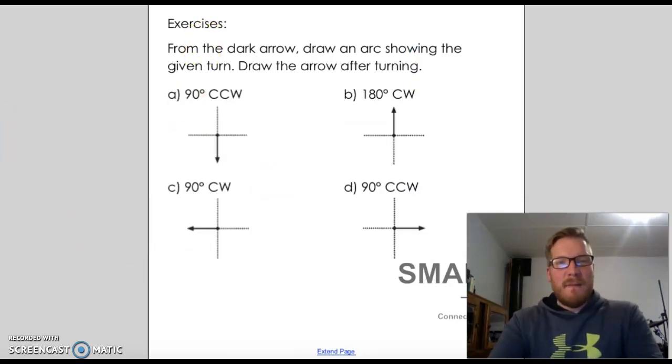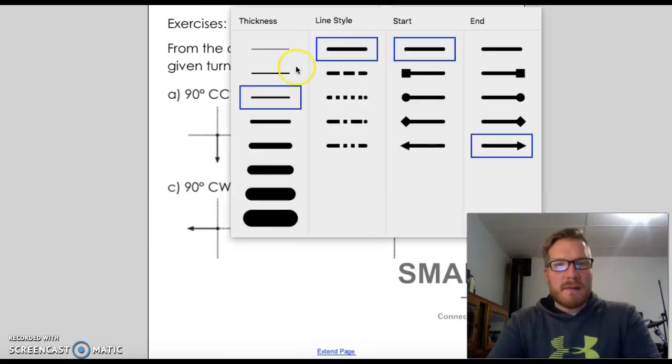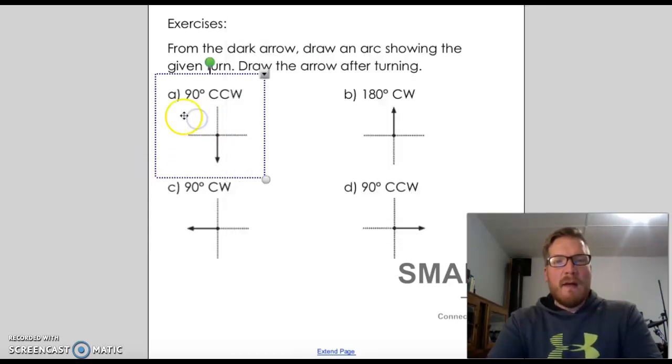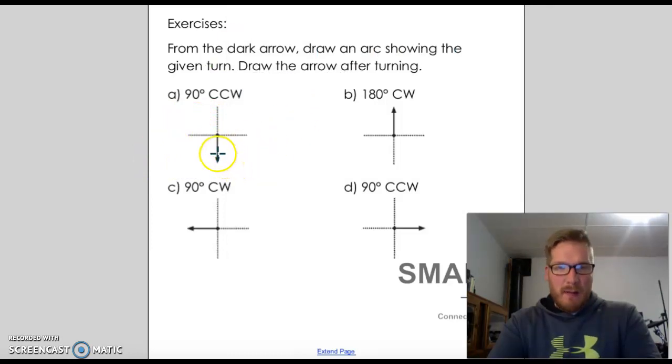It says, from the dark arrow, draw an arc showing the given turn, and then draw the arrow after turning. So we're going to draw some stuff, just make sure that they're the right thickness. All right, so if we are drawing 90 degrees counterclockwise, that means going this way. And so after 90 degrees counterclockwise, it'll be pointing that way. 180 degrees clockwise means it goes that way. And so after we rotate, that's the way it'll be pointing.